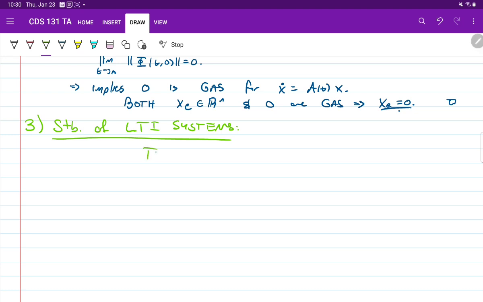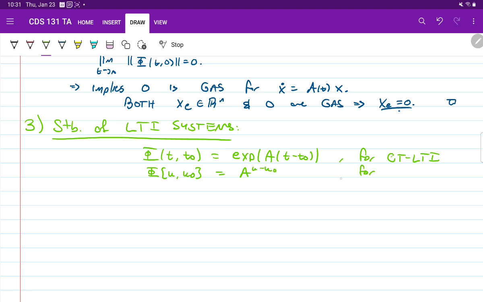But what we remember is that in the time-invariant case, state transition maps have a super nice and simple form. Phi of t comma t naught equals exp of A times t minus t naught, where this is the matrix exponential. So this is for continuous time LTI. And then in discrete time, we have phi of k comma k naught equal to the matrix power A to the k minus k naught. Okay, so this is for discrete time LTI.